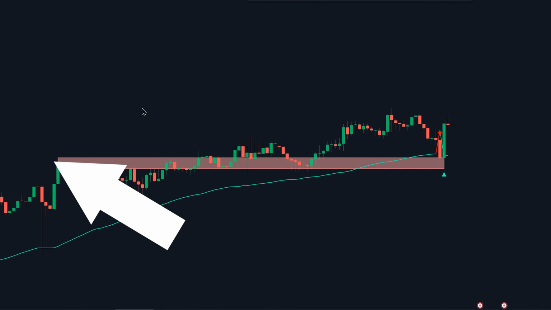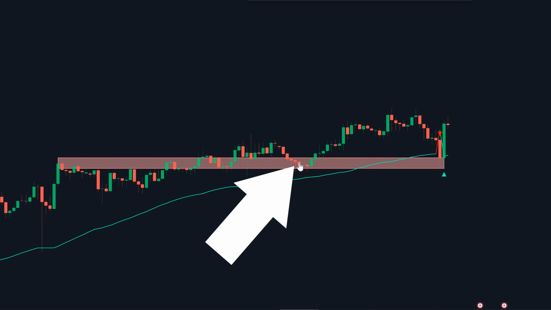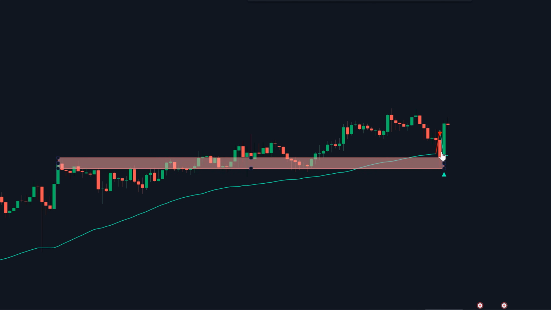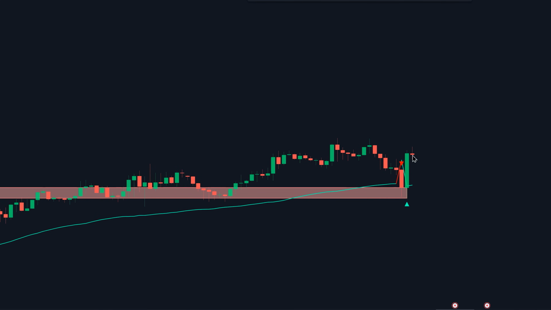In this particular example, this was the resistance level. And as you can see, the price established it right here. Then it went back down, came back up, broke and closed above it, and retested it once right here. And this was the second retest. Combine that with the fact that we are in a bullish trend and the SuperTrend indicated a buy signal, that is going to increase the probability of this trade turning out profitable.